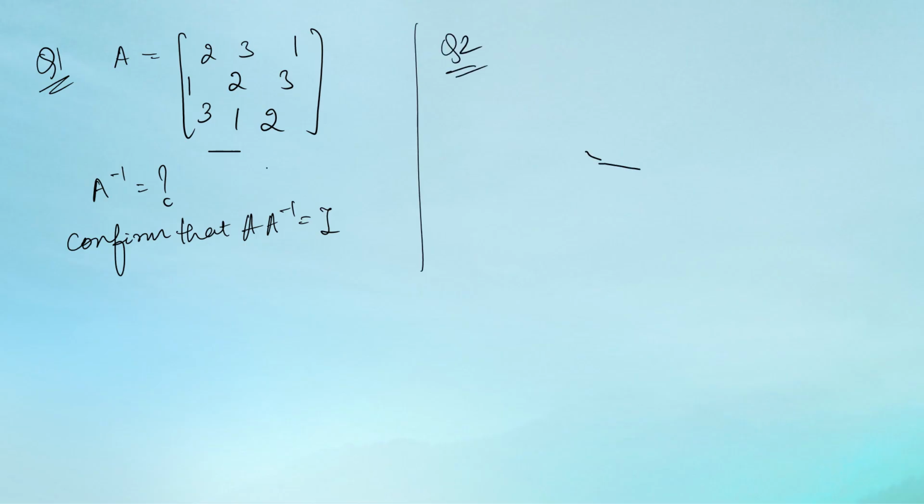Then your second question is to find the inverse of the matrix using the partition method. The A is 1, 1, 1, 4, 3, minus 1, 3, 5, 3. I hope that you will be able to solve these questions. These are based on just the previous topic that we have covered today.